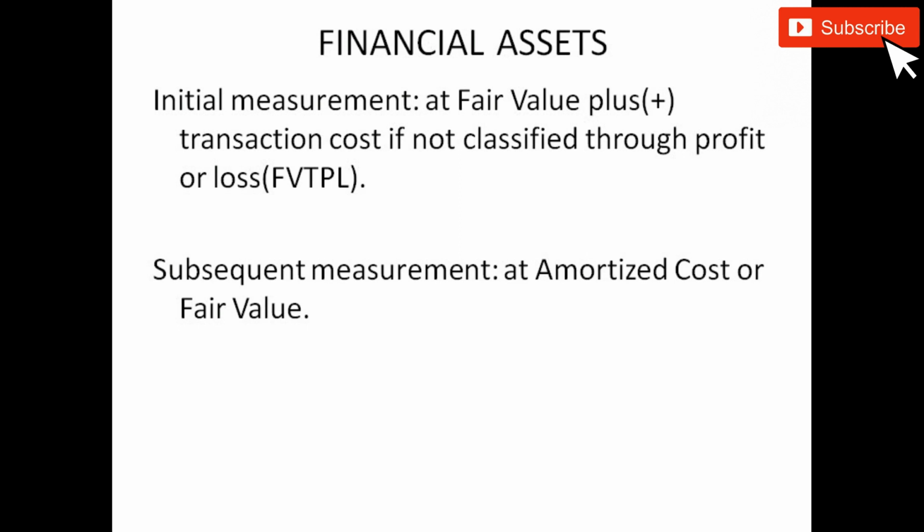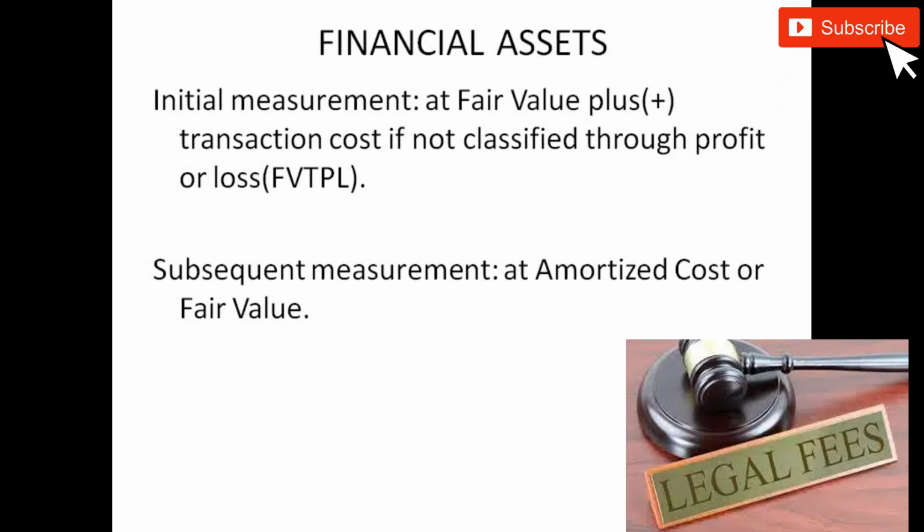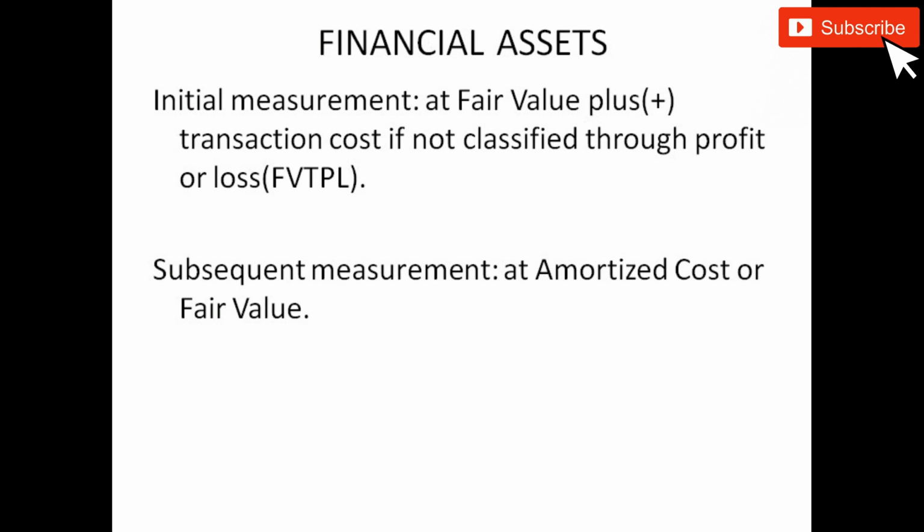of the financial asset. Now, the standard says that all financial assets should be measured at fair value plus transaction cost, if not classified through profit or loss. This means that when an entity classifies its financial asset through profit or loss, the transaction cost must not be added to the fair value or must not be a component of the initial value of the financial asset.